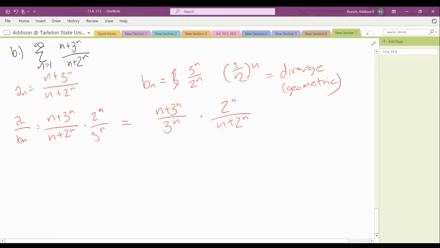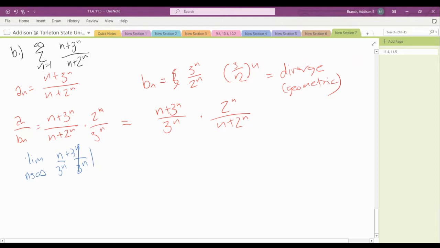All right, so now let's go ahead and play with this. Let's take our limit as n approaches infinity of (n + 3^n) over 3^n. We can split this up to get n over 3^n plus 3^n over 3^n. That 3^n over 3^n will cancel out to 1. So now we can just take our limit.